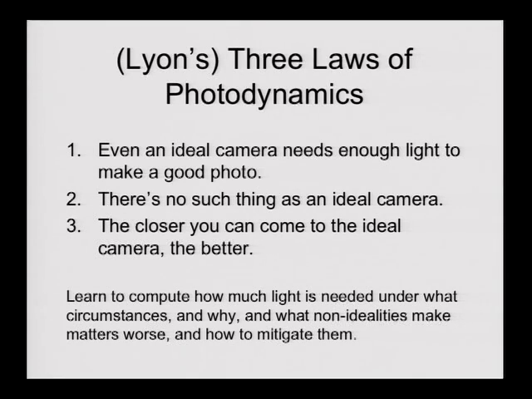The second thing is there's no such thing as an ideal camera. Well, there's an ideal that you can define, but you can't ever build it in practice. And we're going to define that ideal and understand what it means so that we can analyze quantitatively how much light you need to make a good photo. And the third thing is that the closer you can come to that ideal camera, the better you are, of course. So the ideal is out there. You can't quite get there. It's like the pot of gold at the end of the rainbow, but it's something you can strive for. So we're going to learn how to do these computations in different circumstances, what goes wrong, what's not ideal about cameras, and what you can do to bound the problem.